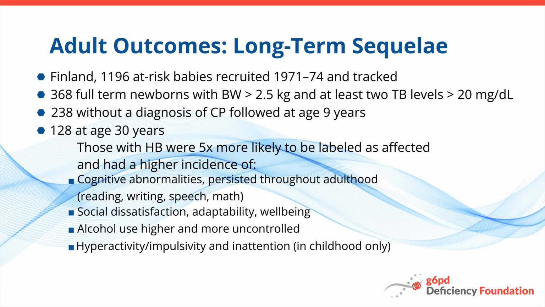368 term newborns with birth weights greater than 2.5 kilograms and at least 2 bilirubin levels greater than 20 milligrams per deciliter were followed. Assessed at 5 years of age and again at 9 years of age, the subjects underwent neurodevelopmental, intellectual, psycholinguistic, visual perception, reading, and spelling tests.